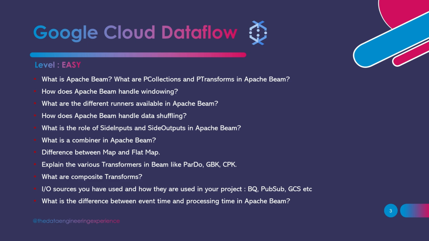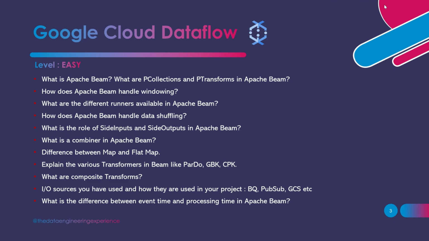Then you have a simple question, the difference between a Map and a FlatMap. So what does a Map do? A Map applies a function and returns a new collection where the source elements and the destination elements are one-to-one mapped. And what is a FlatMap? A FlatMap applies a similar type of function, but the source elements and the destination elements may not be a one-to-one map. So there might be a one-to-many map or a one-to-zero map.